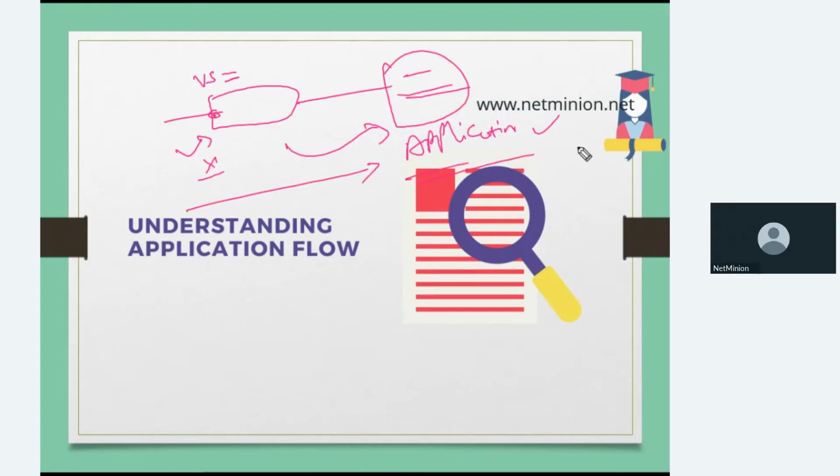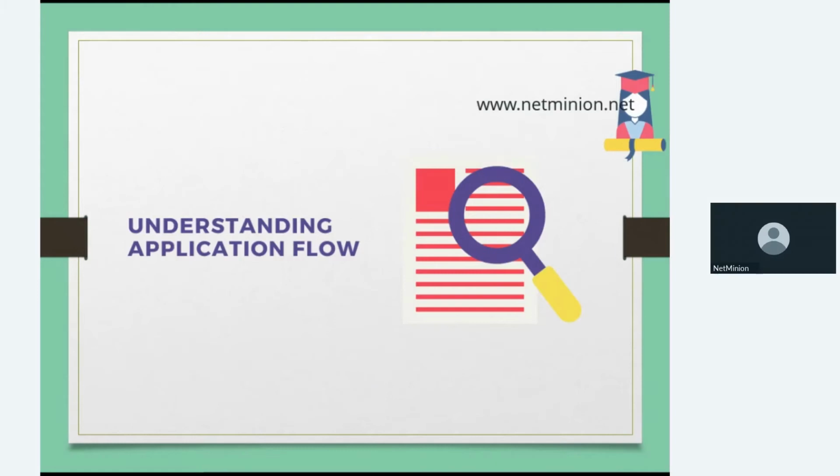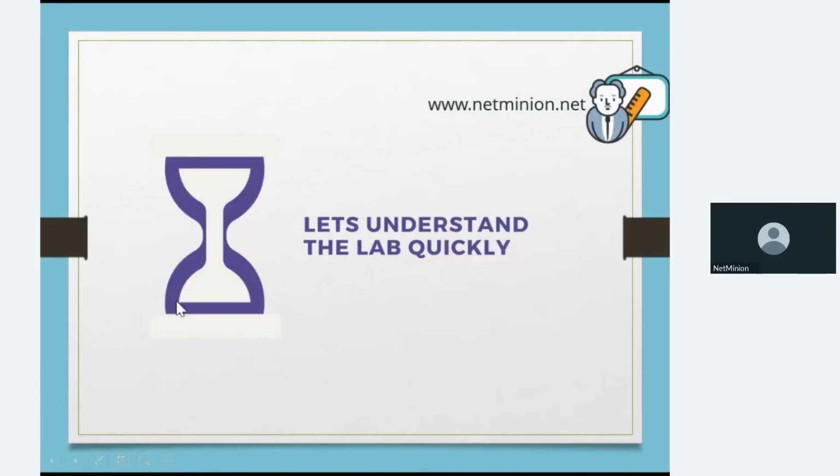So when it comes to troubleshooting, we need to think from the packet level rather than panic. We need to see it from the packet level first. Lab part. Lab is very important. So let me show you the lab.